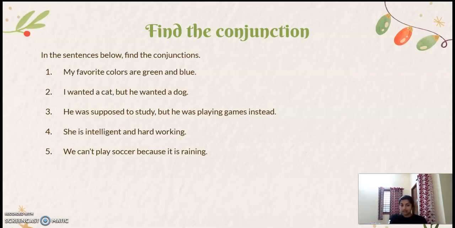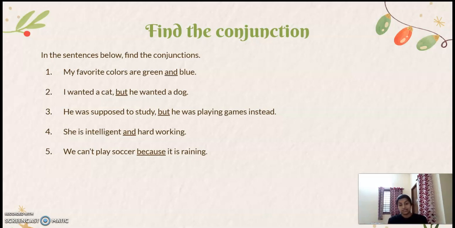So the answers are, my favorite colors are green and blue. So these are two words, green, blue, connected by the conjunction and. I wanted a cat, but he wanted a dog. I wanted a cat, he wanted a dog. So these are two ideas connected by the conjunction but. He was supposed to study, but he was playing games instead. He was supposed to study, he was playing games instead, are connected by the conjunction but.